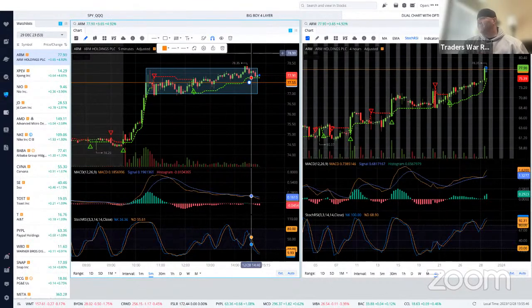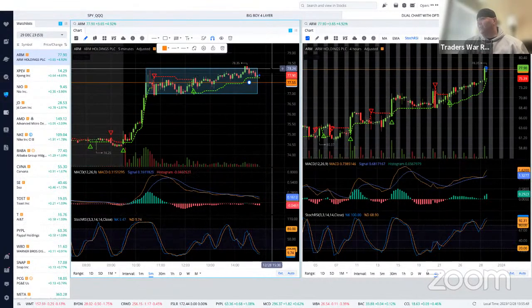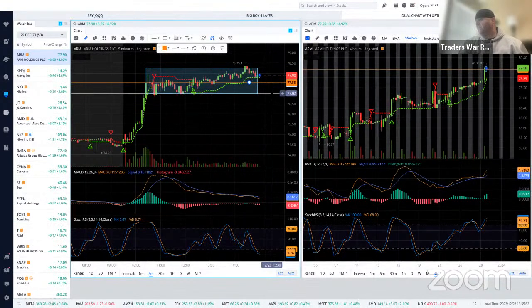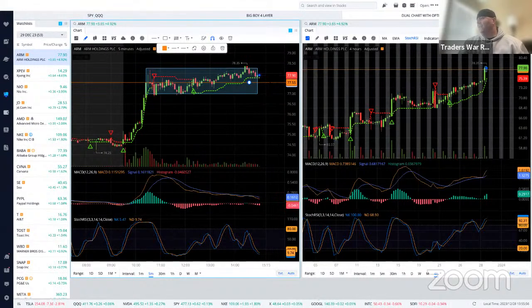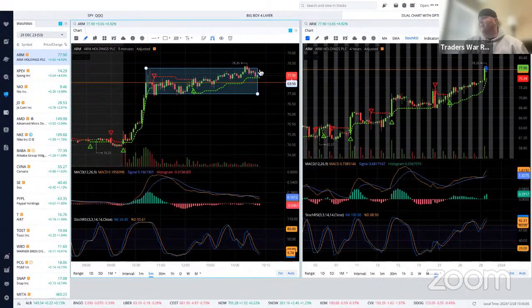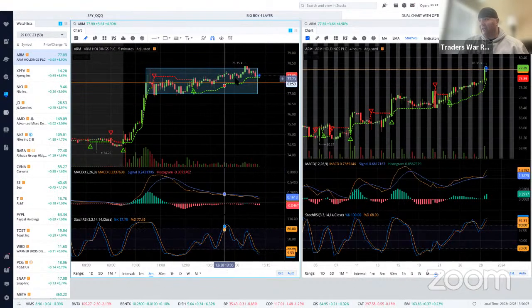The break above would be 79, and potentially you can look at the difference of this range here. You go 78, 77, you got about a dollar. Well, what is that? $1.25? About a $1.25 push to the upside would be about where you'd be looking for your potential break to the upside coming out of this consolidation zone. So that's kind of what we're looking for here.